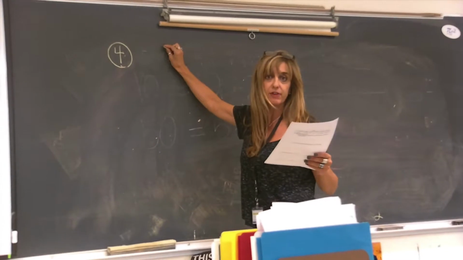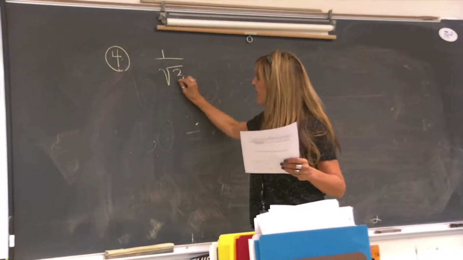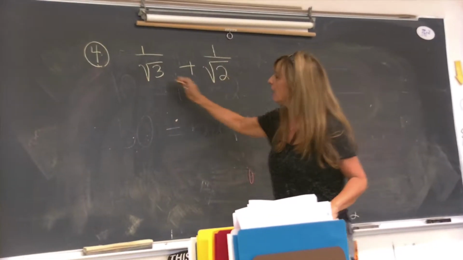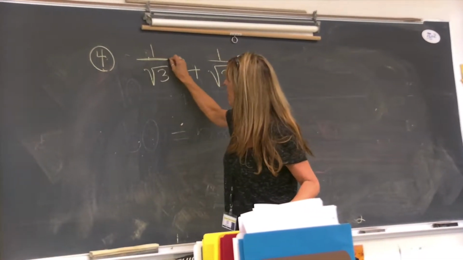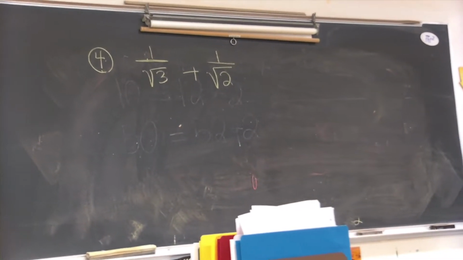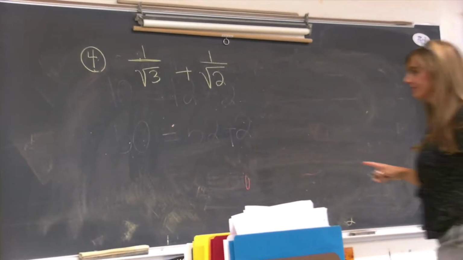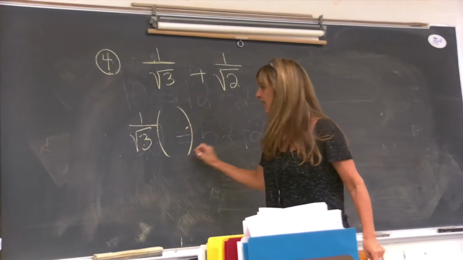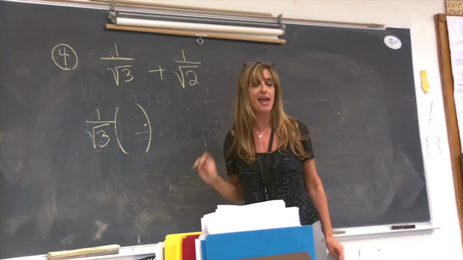You want to do it? You ready? 1 over rad 3 plus 1 over rad 2. All right, I guess the first thing I'll do is rationalize them. That's what I'll do first. So let me take 1 over rad 3 and rationalize it. It'll be easier to add that way.